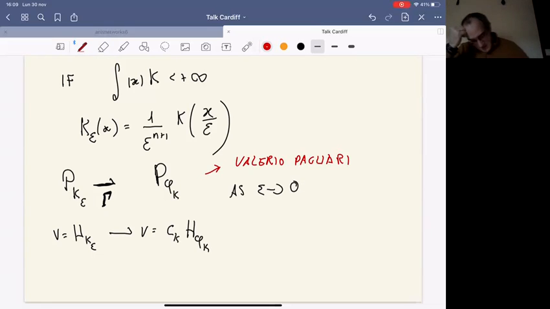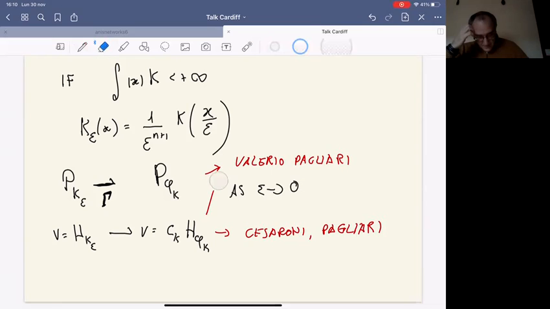And this also was done in collaboration. Okay, so Pagliari, yes, was a PhD student in Pisa, and now he's in Vienna, with this group.